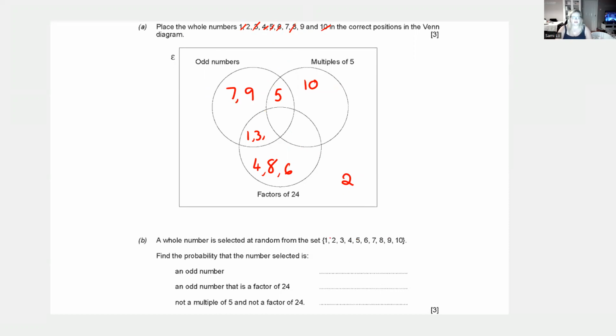It says find the probability that the number selected is an odd number. So it's 1, 2, 3, 4, 5. So 1 over 2 or 5 over 10. An odd number that is a factor of 24. So that's 2 over 10 or 1 over 5. Not a multiple of 5 and not a factor of 24. Well, that only leaves us with 1, 2, 3, so 3 over 10. There you go.